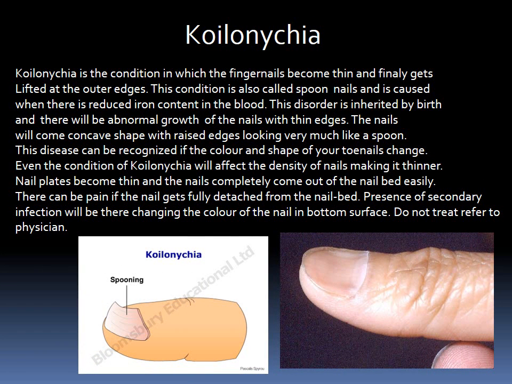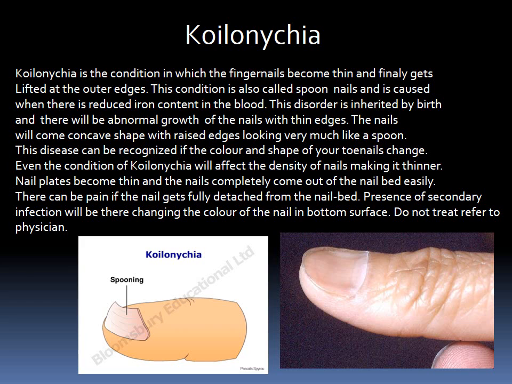Koilonychia. Koilonychia is a condition in which the fingernail becomes thin and finally lifts at the outer edges. This condition is also called spoon nails and is caused when there is reduced iron content in the blood. This disorder is inherited by birth, and there will be abnormal growth of the nail with thin edges. The nails will become concave shaped with raised edges, looking very much like a spoon.